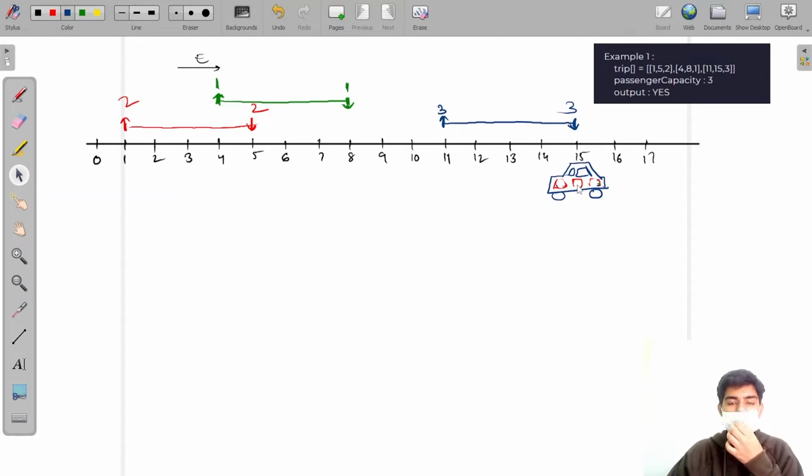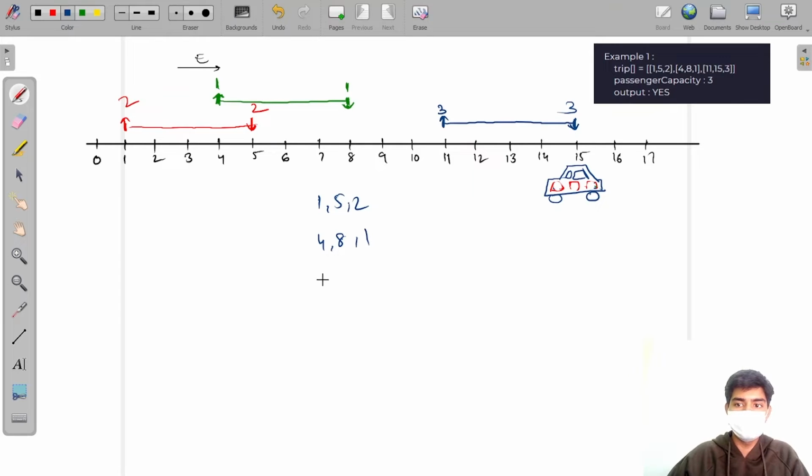We were never out of passenger seats. Every time I had a valid number of passengers in my car. There was never an excess of passengers. So I've completed the trip fine, and I don't need any extra space. My passengers were not greater than my passenger capacity when I was making all those trips. So this is a valid case. All three trips, 1 5 2, 4 8 1, and 11, 15, 3, are my valid trips. So I will return yes in this case.